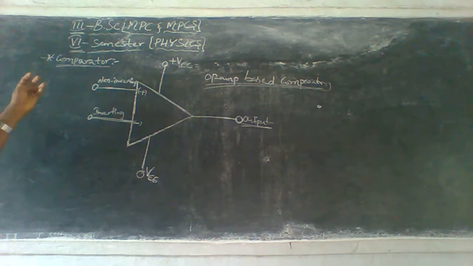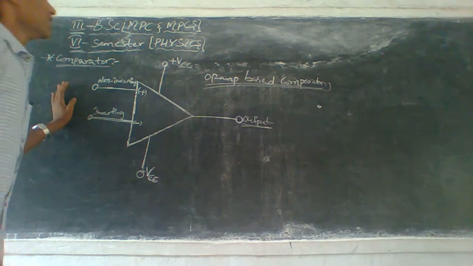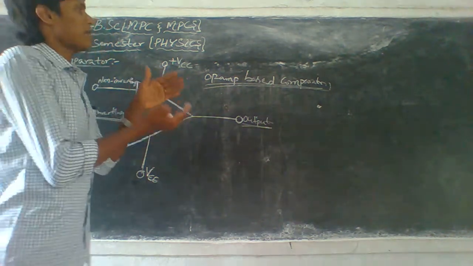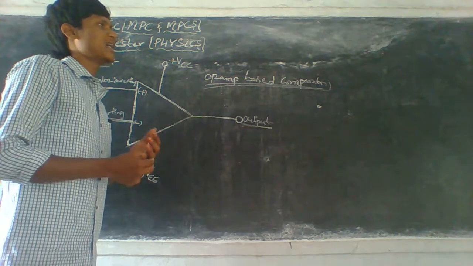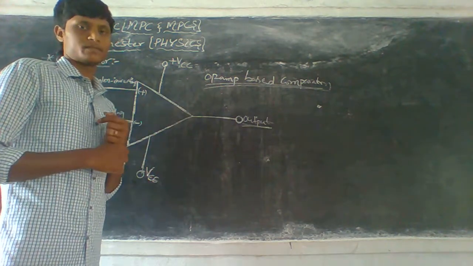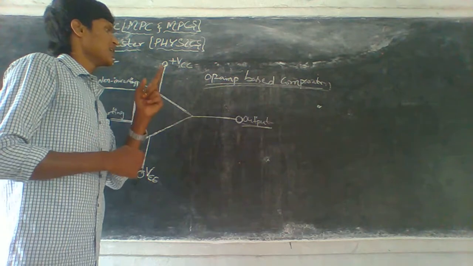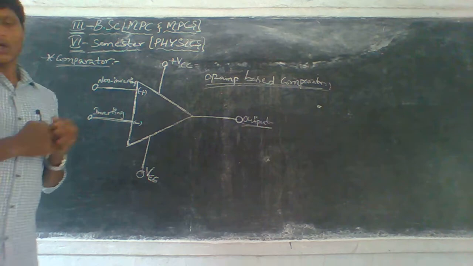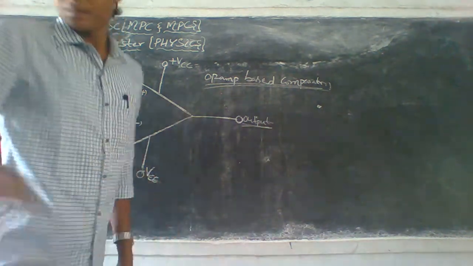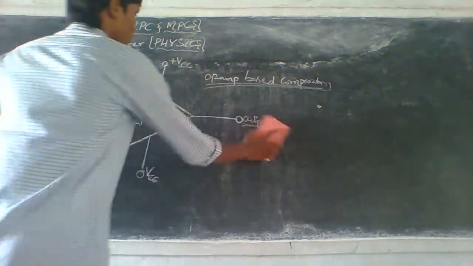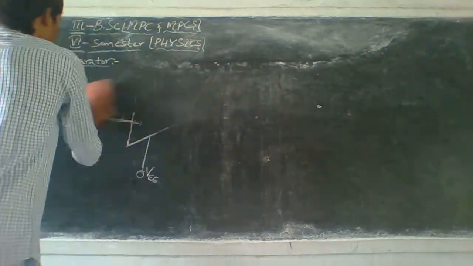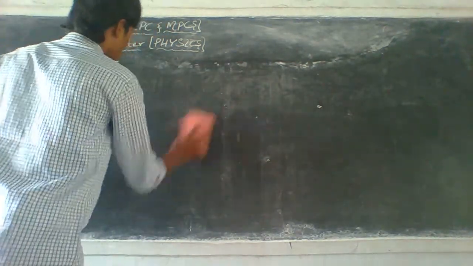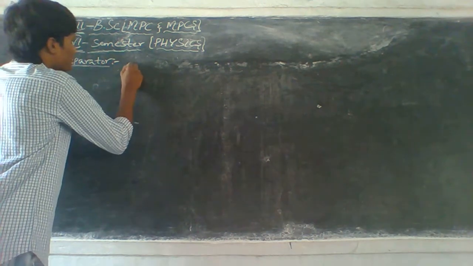Okay. So here the operational amplifier based comparators are mainly categorized into two types. The first one is the inverting comparator, and the second one is the non-inverting comparator. Okay, so what is that? The comparators are mainly categorized into two types.